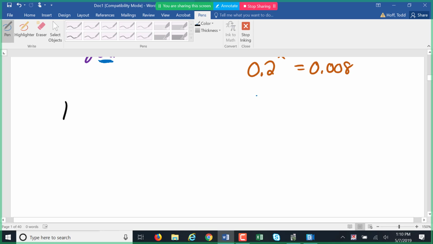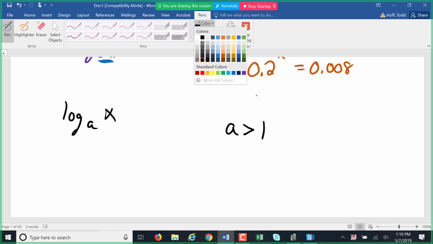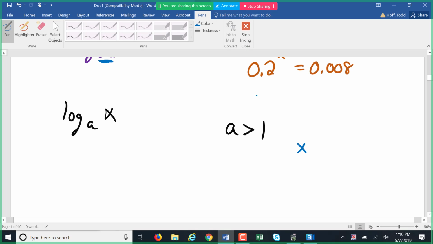So let's explore that base a little bit. Log base a of x. If a is greater than 1, then if x is bigger than a, the result is positive. Or if x is less than a, the result is negative.